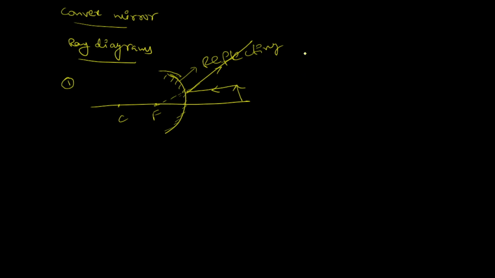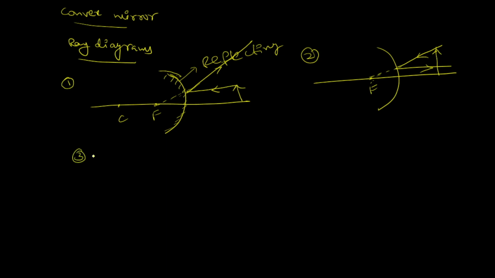And the second ray: consider a ray from the tip of the object, the incident ray which is moving in the direction of the focus point. If you extend this incident ray, you will feel that it moves in the direction of the focus point. And after reflection, what happens? It will move parallel to the principal axis. This is the incident ray and this is the reflected ray.